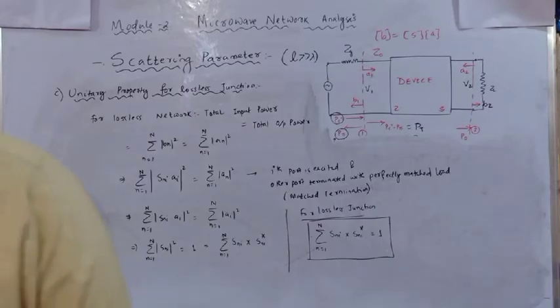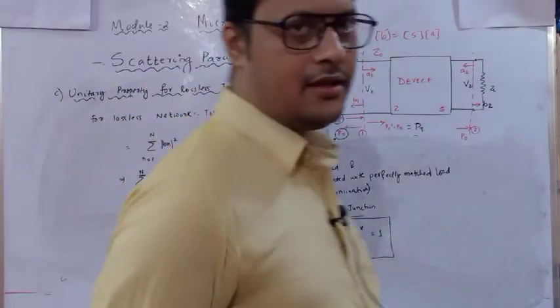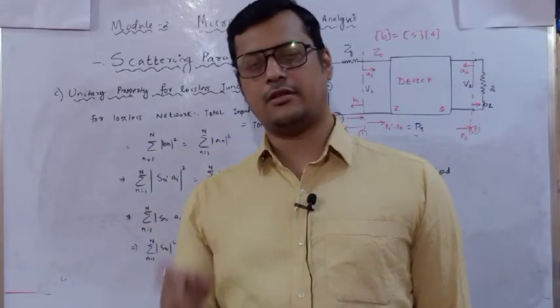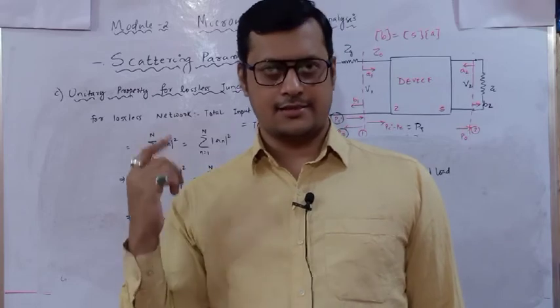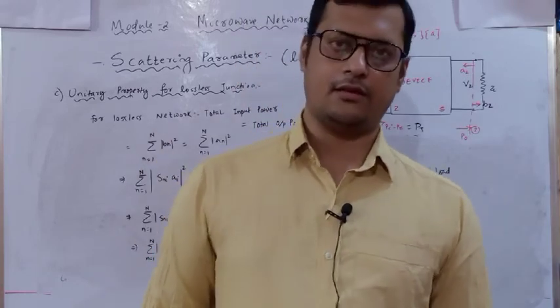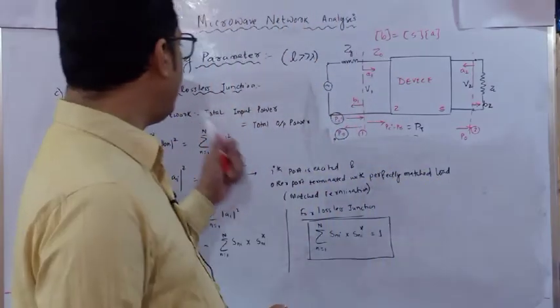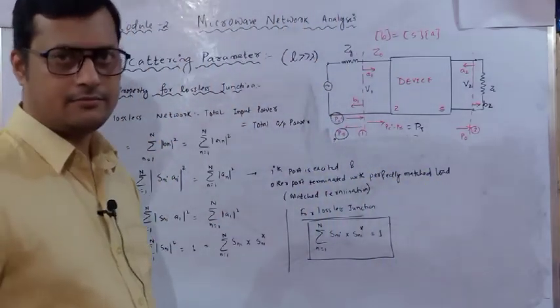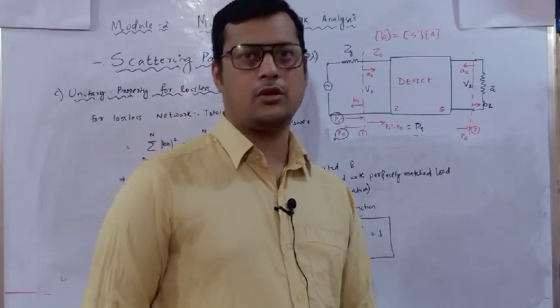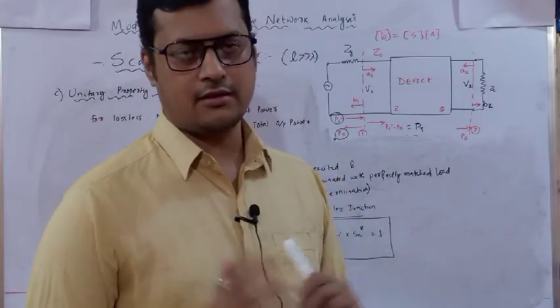Okay. So after that, two more properties are there that I will discuss. So this is the third property, which is called the unitary property, and it is basically measured for the lossless network. The second one we identified for the reciprocal network. Now, if it is lossless in nature, lossless means total input power must be equal to total output power. So that is the first analogy.